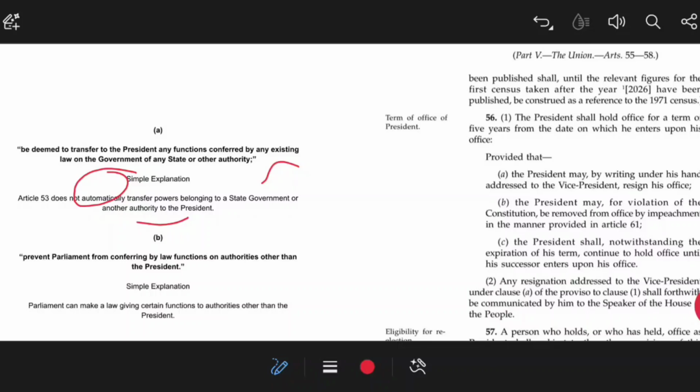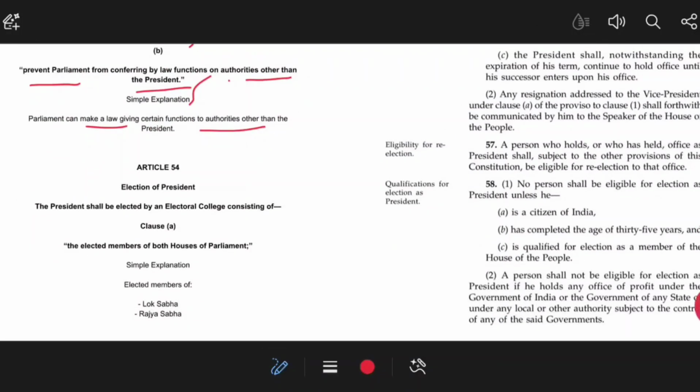In parliament, it also prevents parliament from conferring by law functions on an authority other than the president. That means parliament can make a law giving certain functions to authorities other than the president. Suppose so much power lies with the president, and parliament thinks this is enough for the president to act on, then parliament can transfer some power to other authorities as well, as parliament thinks fit. That is the simple meaning. So this was about Article 53, in which we have discussed clause 1, clause 2, clause 3, subclause A, subclause B.